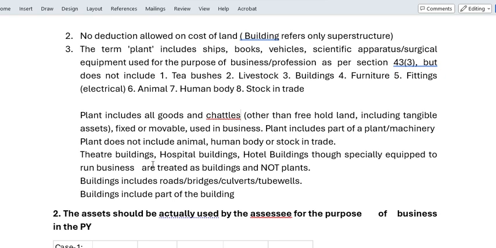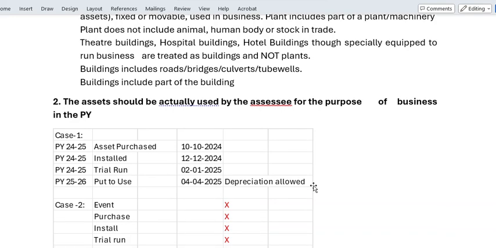Then there are buildings, the theatre building, hospital building. The hospital buildings have a number of equipment in them, but even then it cannot be considered as a plant. All this, theatre building, hospital building, hotel building, everything used in business is considered as buildings only, not as plants. Then buildings include roads, bridges, culverts, tube wells, etc.